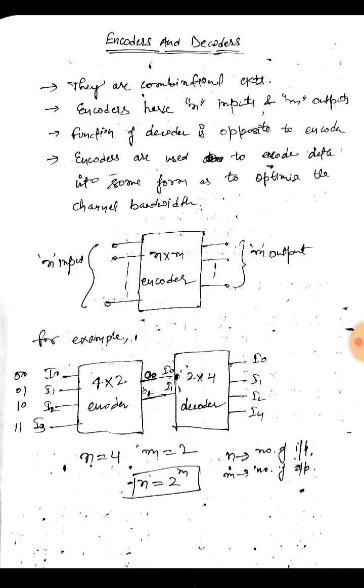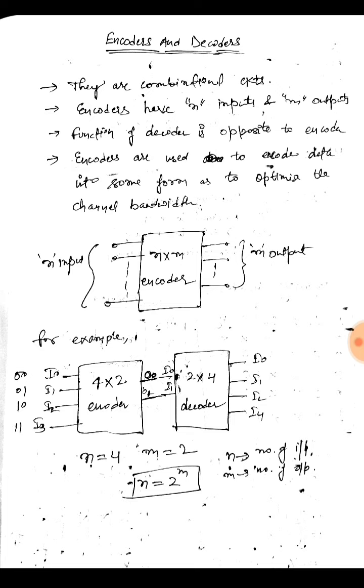So, encoders and decoders are basically combinational circuits, that is, they have several inputs and several outputs, and the outputs depend only on the input at present time, that is, at any instant of time output is depending upon the value of the inputs at that particular instant. So encoders have n inputs and m outputs. Function of decoder is opposite of encoder.